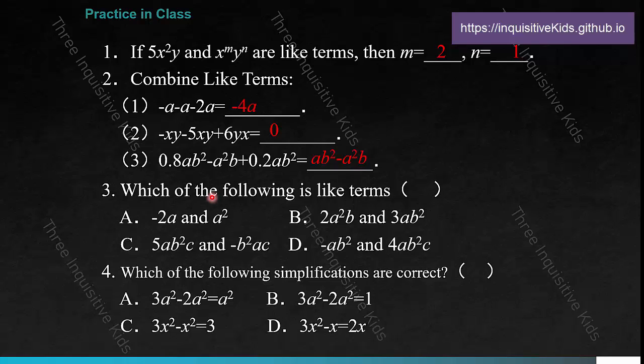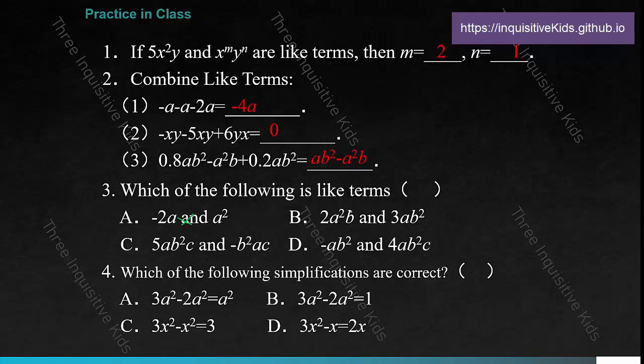3 and 4. Which of the following is like terms, and which of the following simplifications are correct? Like last time, do it yourself and then come back to check your work. So for the third one here, you just had to look at and kind of cross out or circle the ones that were like terms. So A, -2a and a squared. No, they're not like terms.